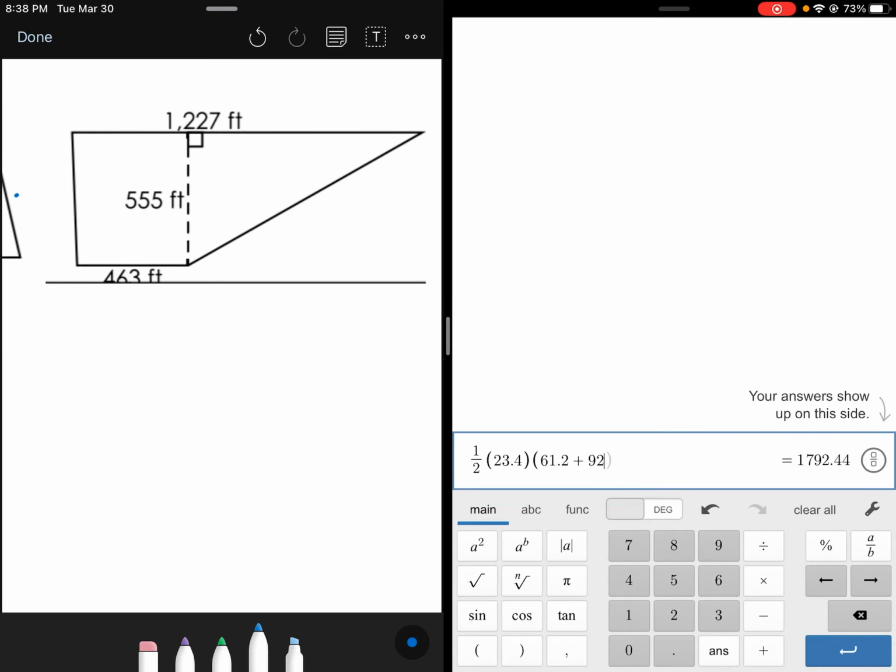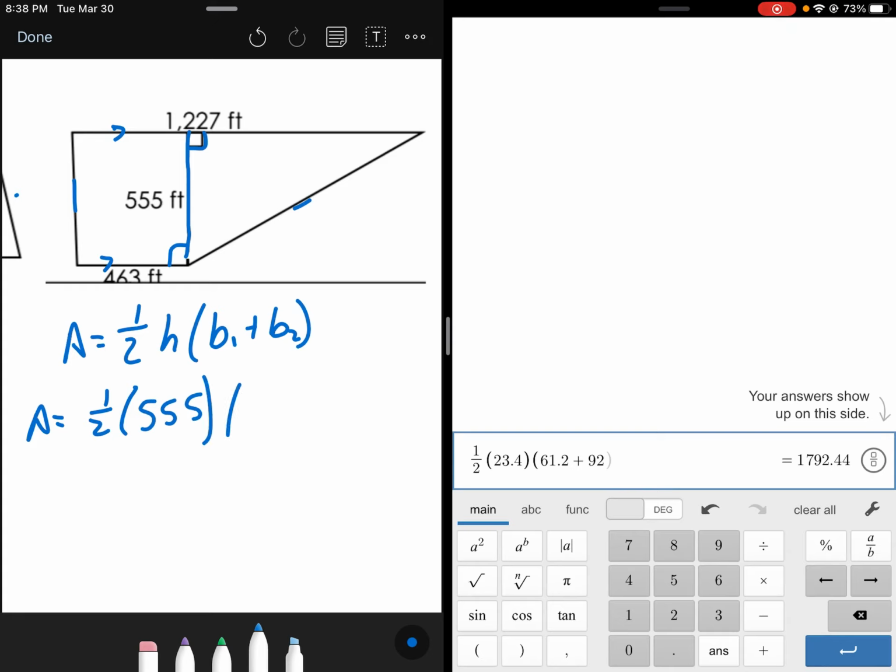Second one here. Again, I can tell that this is a trapezoid because these two guys are parallel to one another, and these two lines are definitely going to cross at some point. So again, my area formula is 1/2 height times base 1 plus base 2. This is my height here. I know because that's the one that's perpendicular to both of my bases. So I have 1/2 times 555 times base 1, 1,227, plus base 2, 463.